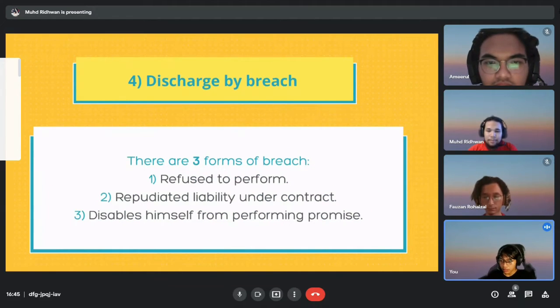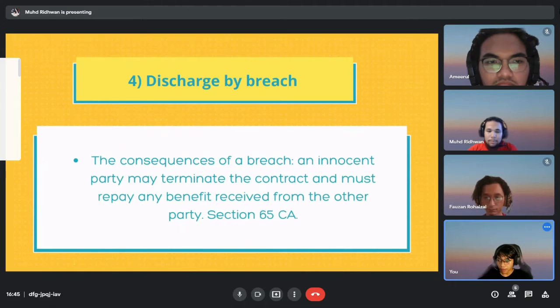So there are 3 forms of breach. The first one, refuse to perform. The second one, repudiate liability under the contract. And the last one, disables himself from performing the promise. So, the consequence of a breach: an innocent party may terminate the contract and must repay any benefit received from the other party, Section 65 Contracts Act.